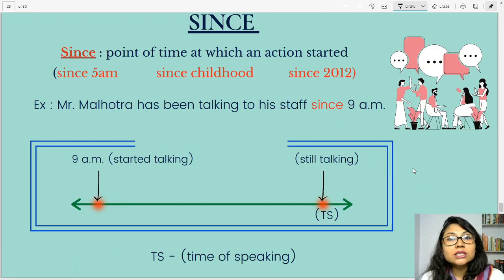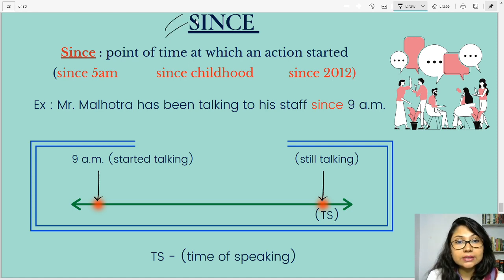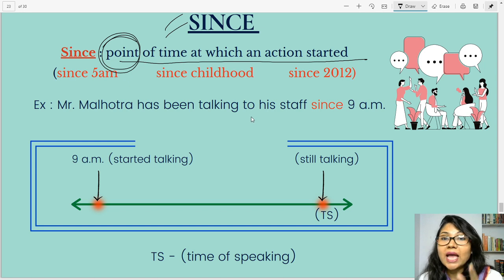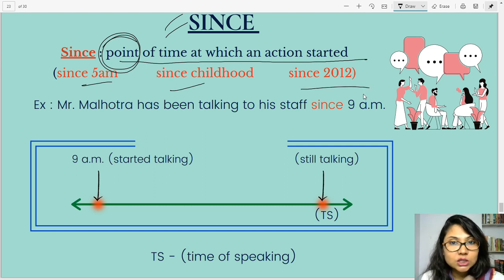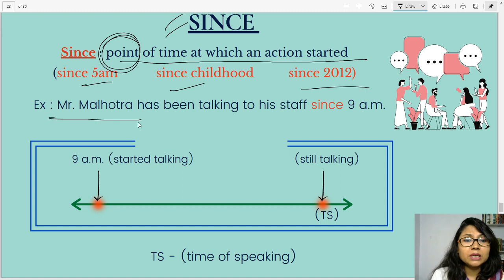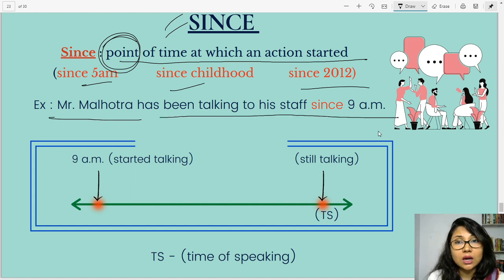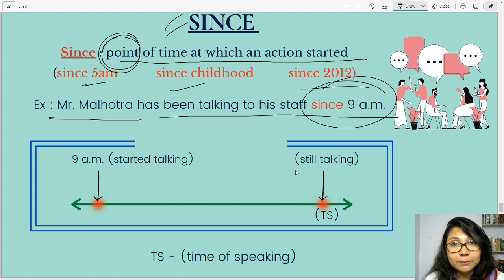Now, children, there are certain words that we use with present perfect continuous. And one such word is since. Let's see what it means. A point of time. Remember, point of time at which an action started. Since 5 a.m., since childhood, since 2012. Let's look at the example. Mr. Malhotra has been talking to his staff since 9 a.m.